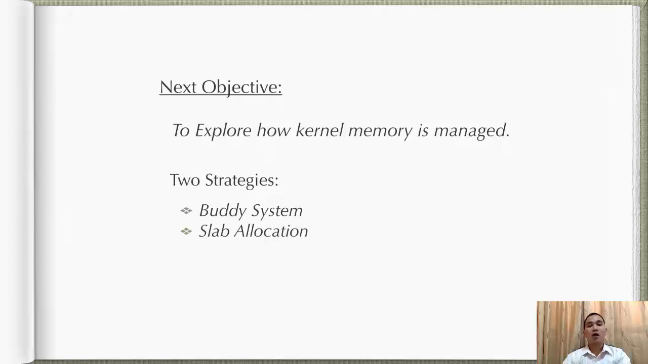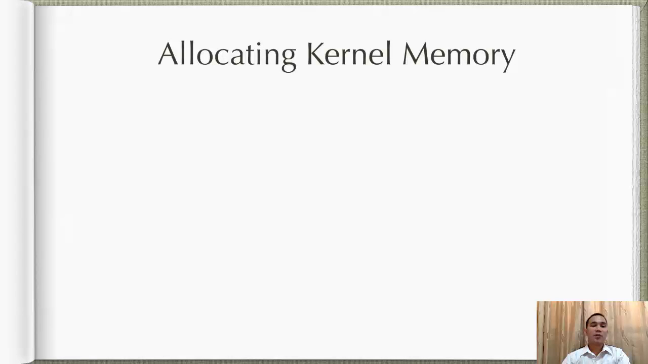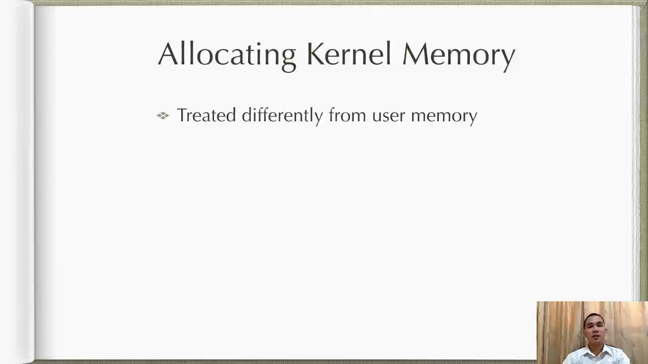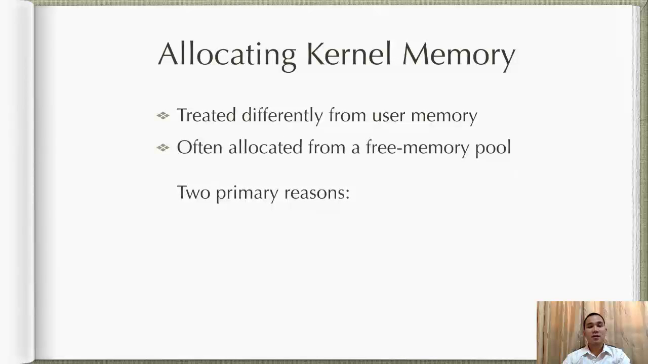Next, let us explore how kernel memory is being handled. I will discuss two strategies. One, the buddy system. Second, slab allocation. Allocating kernel memory is treated differently from user memory. When a process running in user mode requests additional memory, pages are allocated from a list of free page frames maintained by the kernel. This is typically populated using a page replacement algorithm and most likely contains free pages scattered throughout physical memory.